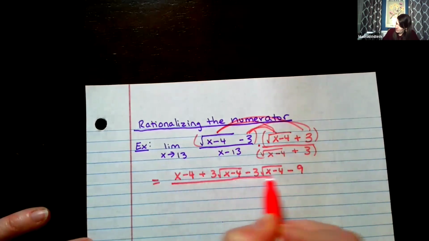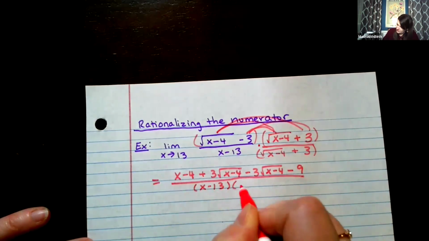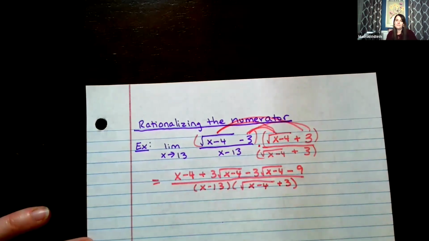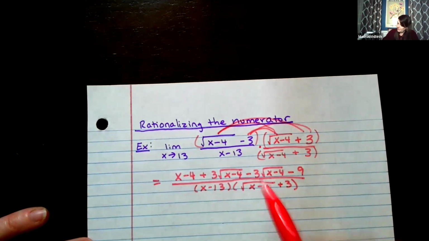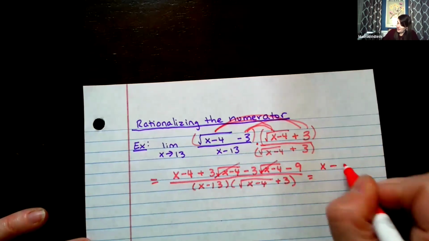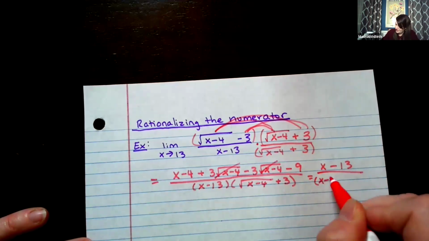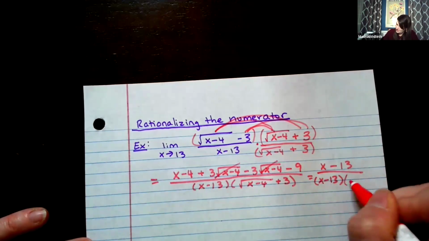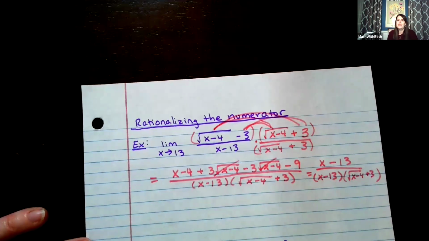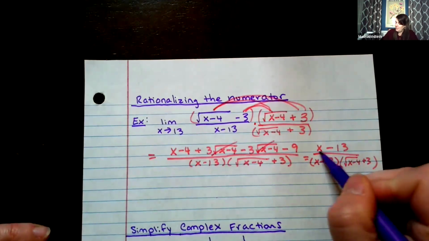On the bottom though, I'm not going to waste time foiling because I'm hoping something will nicely wipe out eventually, or I'll just be able to plug in my number at some point. So this is where we are right now. These wipe out. So I end up with x minus 13 on top, which is convenient because I have an x minus 13 on the bottom. So good thing I didn't waste my time foiling all that out, because now I can cross out the x minus 13 on the top and bottom.